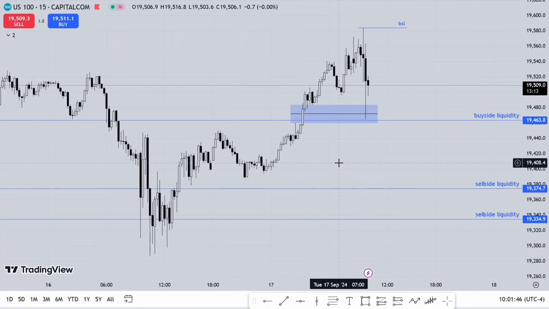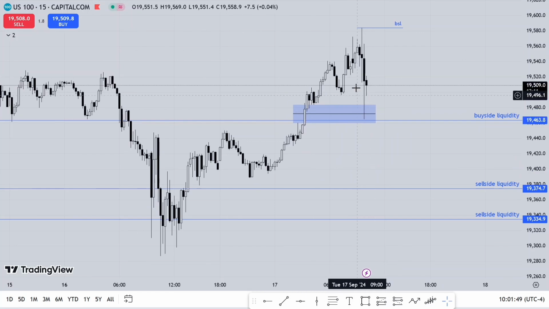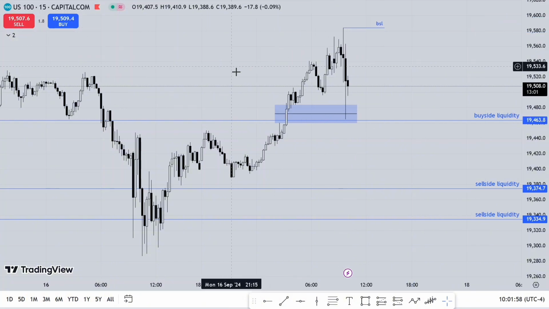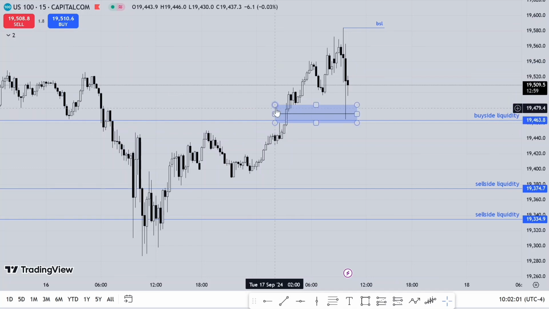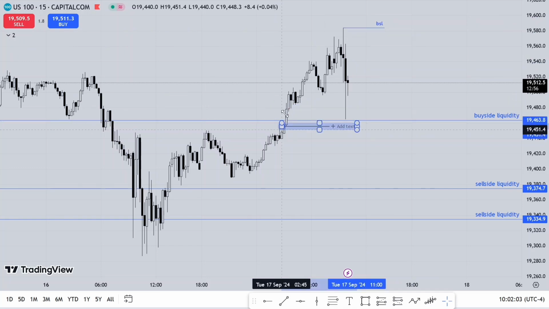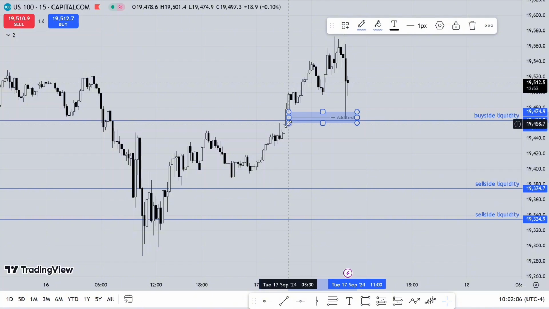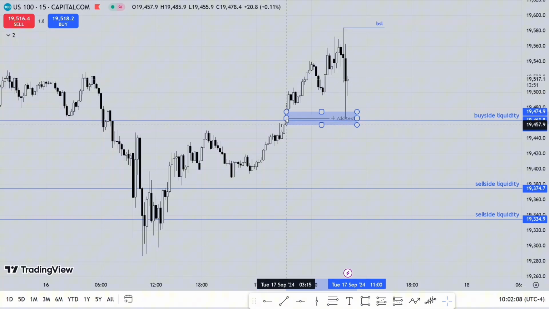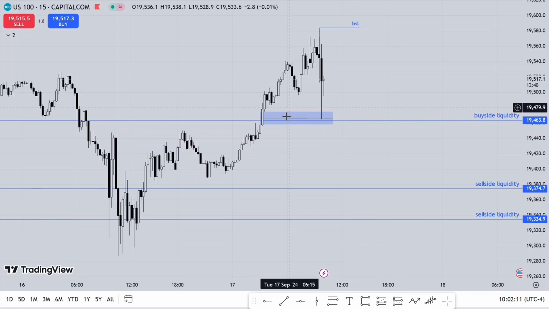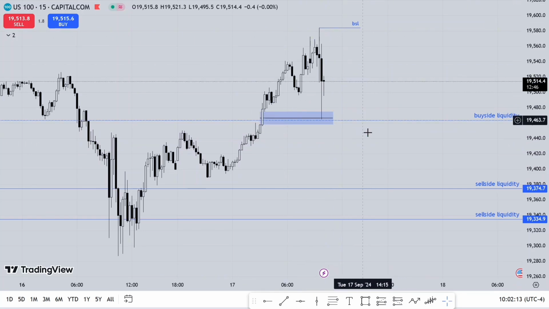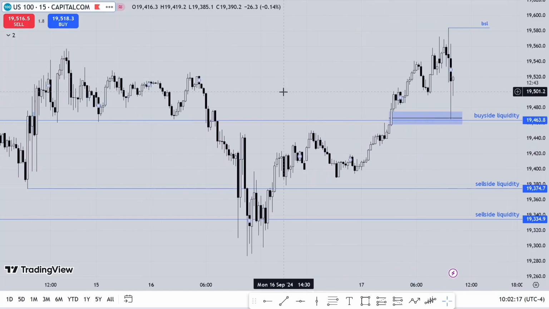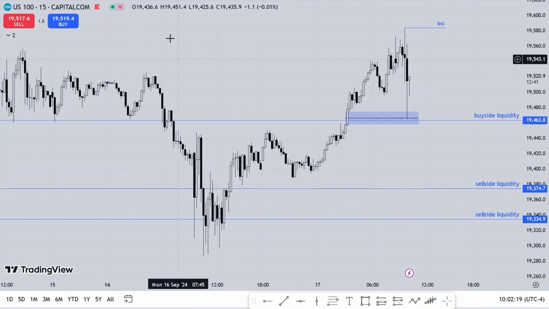Now, I'm expecting this to be a second stage delivery, a second stage reaccumulation of the distribution phase. So we have to see if this fair value gap here, this daily fair value gap, let's streamline it down to the 15 minutes here. So if this fair value gap is acting as a support for price to take price higher, that means we'll go into the lower time frames looking for a fractal nature of the same pattern.